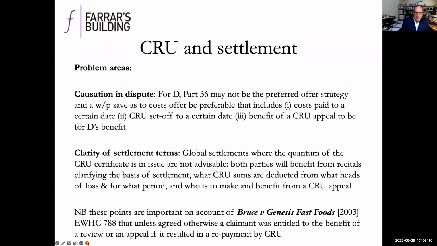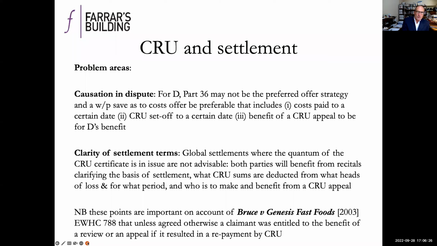So moving to the next slide, what about the problem areas? And of course, we all come across these problem areas, both when acting for claimants and when acting for defendants, because there are lots of conundrums as to how to resolve matters.